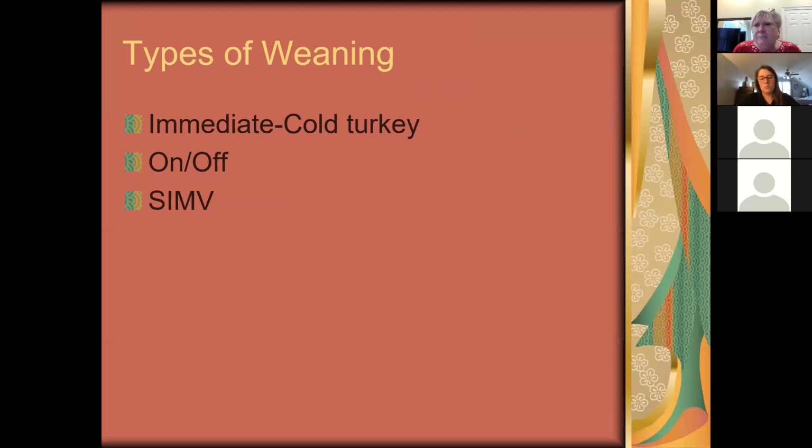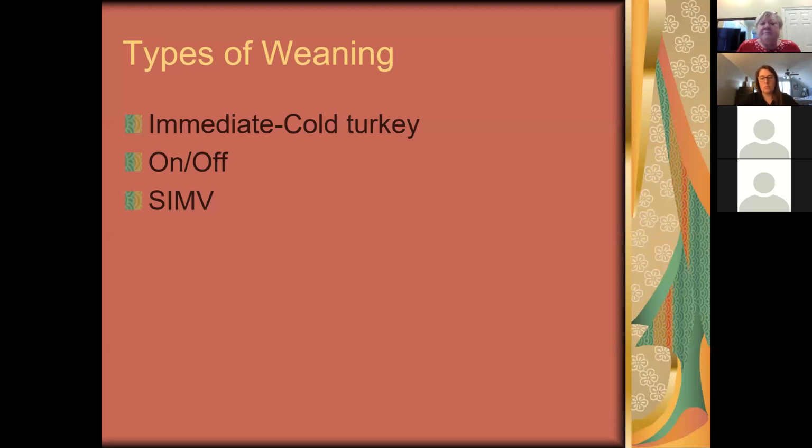And then the on-off method. We're going to take you off for a couple hours, and then we're going to put you on for maybe the next 8 hours. And then tomorrow we might take you off for 4 hours. And then we're going to put you on for maybe 8 hours. And then we're going to take you off for about 8 hours. And then we're going to put you on all night. And eventually, typically these people are off all daytime, and then we put them back on to go to bed at night.